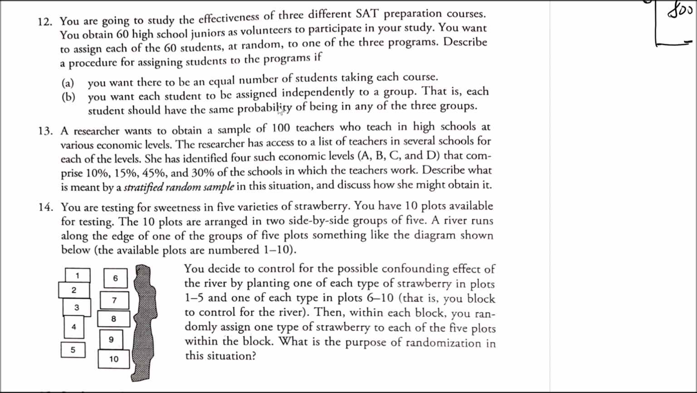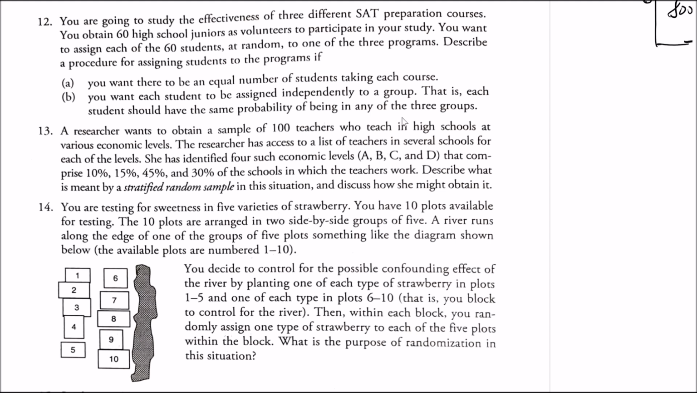Now, the next part is saying you want to assign them independently. So that means there doesn't have to be the same number of students per group. It just has to have the same probability of being in any of the 3 groups, right? So in order for us to do that, if we use a random number generator, we can go from 1 to 3 since there's 3 groups, and then go to a student and generate a number between 1 and 3, and that will tell us what group they go in, right? So first student, randomly generate. If I get the number 2, then they're going to go into group 2, and I do that for all 60 of the students until they get to their groups.